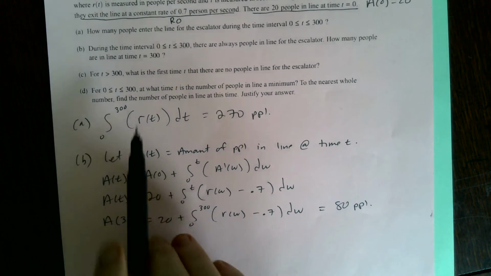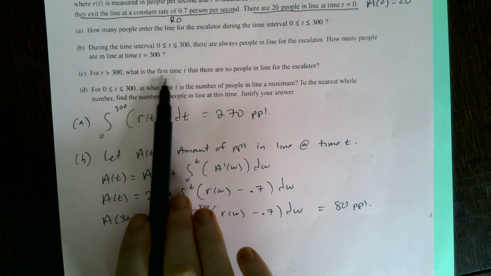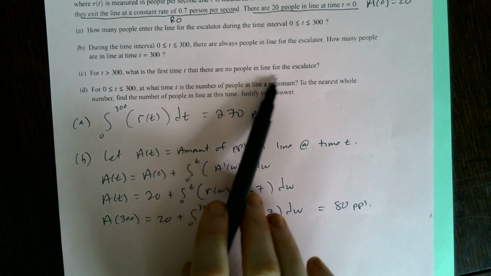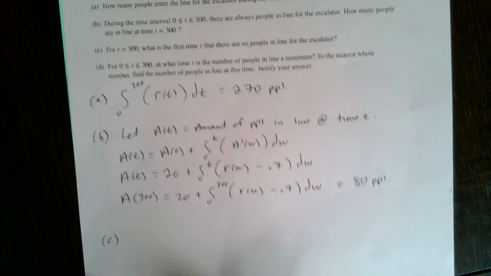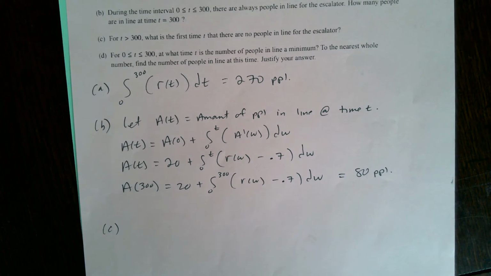Okay. C, for t greater than 300, what is the first time there are no people in line for the escalator? So guys, for this one, we could use an integral, but let's just think of it this way.